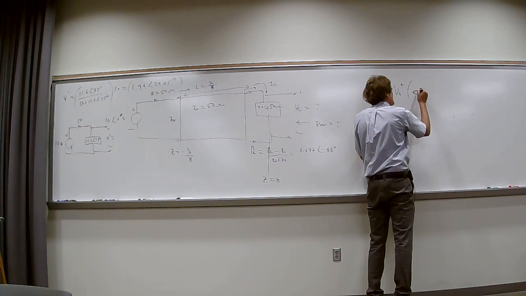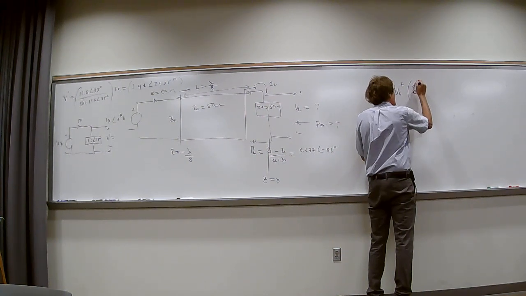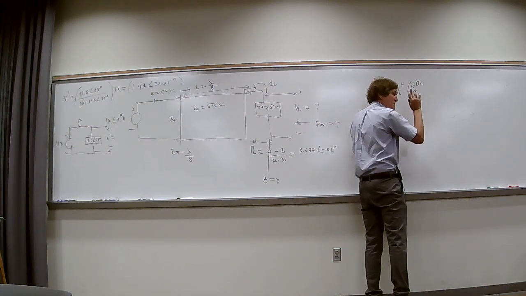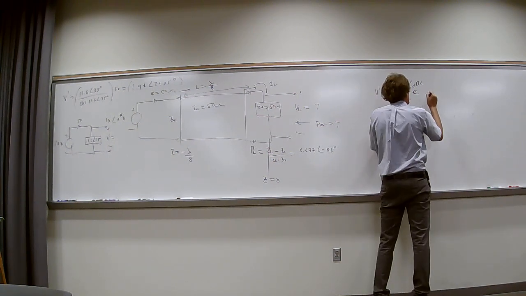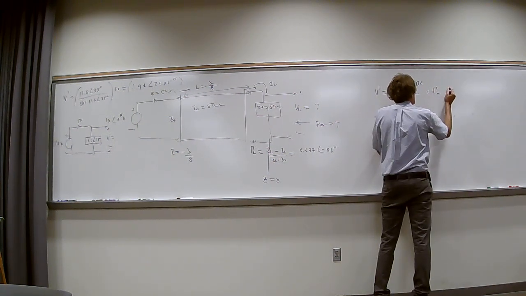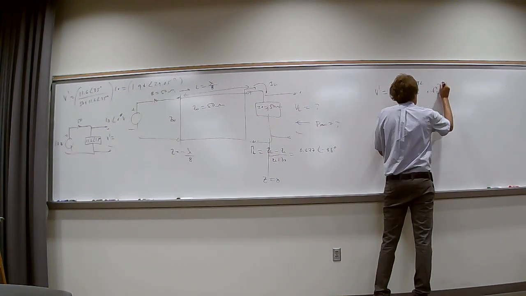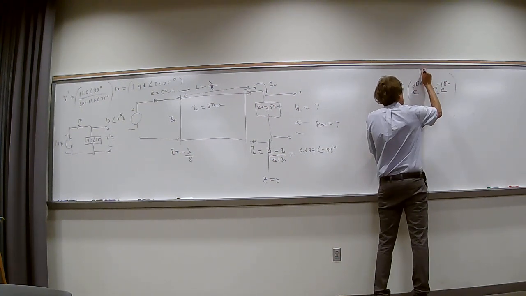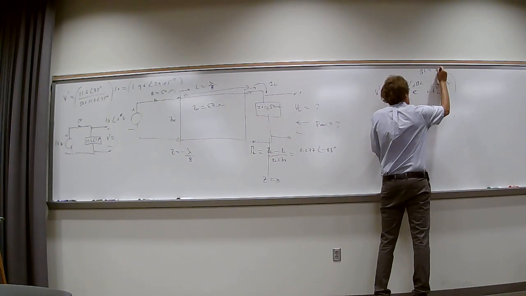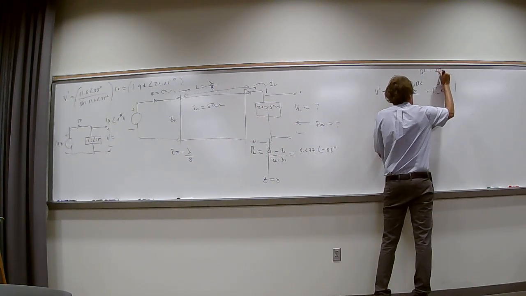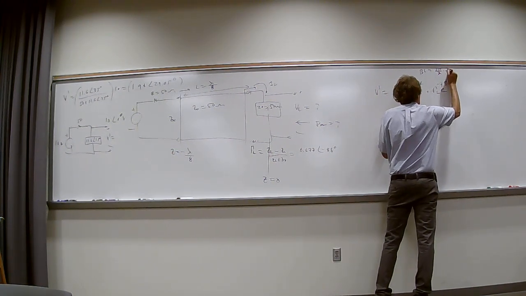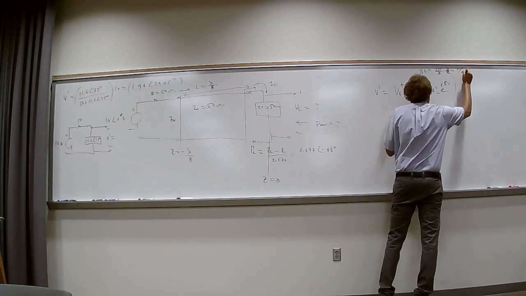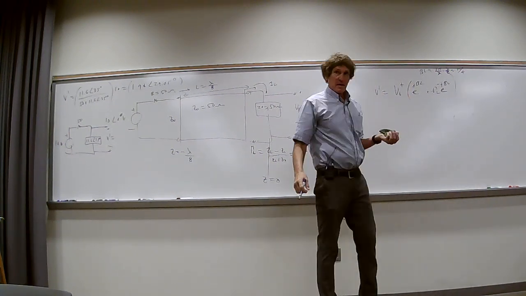So this becomes e to the j beta L, I'm going to put this down this way for a reason, plus the reflection coefficient of the load times e to the minus j beta L. And I note that beta L is really 2 pi over lambda times the length, which is lambda over 8, so it's pi over 4. Do you all agree with that?